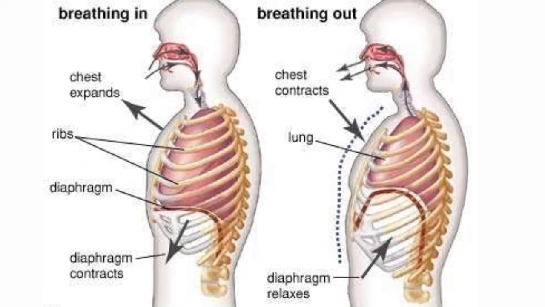During the process of breathing in, which means inhalation, the diaphragm muscles contract and become flat. At the same time, the intercostal muscles contract to pull the ribs upward. This increases the volume of the chest cavity. The volume of the lungs increases. As the air pressure in the lungs decreases, air moves into the lungs through the air passage.